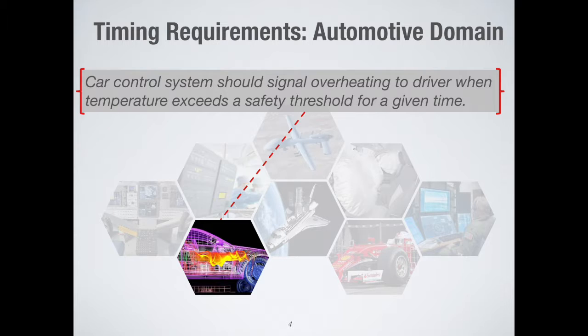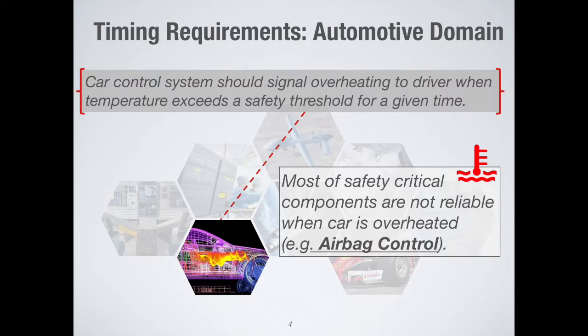Here is another example of timing requirements from the automotive domain, which has been used as a case study in this work. This requirement is about the detection of overheating. A car control system should signal overheating to the driver when the temperature exceeds a safety threshold for a given time. This requirement is important because most safety critical components are not reliable when a car is overheated, for example, the airbag control.